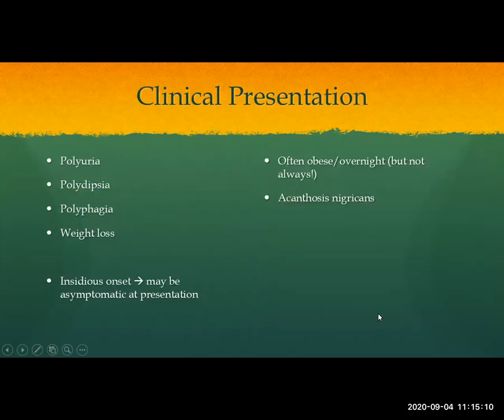Okay, so the clinical presentation, same as type 1: polyuria, polydipsia, polyphagia, weight loss. These patients are often obese and overweight, but not always. So you can have type 2 diabetes in someone who appears to be an average weight, so don't let that throw you off.